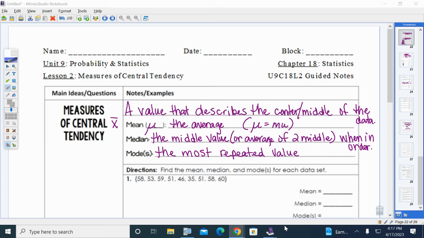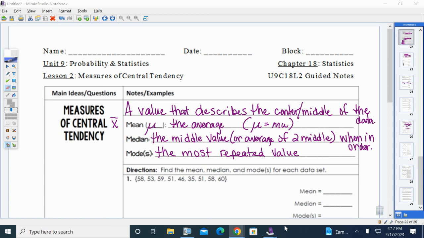This video is on chapter 18, lesson number 2 on measures of central tendency. For measures of central tendency, the vocabulary here says that it is a value that describes the center or middle of the data. So your measures of central tendency describe the center or the middle of the data. You have 3 things here that you should be familiar with.